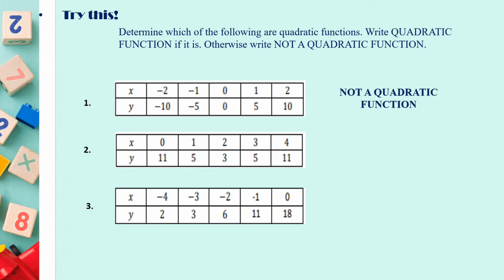Number 1 is not a quadratic function because the first differences in y are equal. Number 2 is a quadratic function because it produces equal second differences in y. Number 3 is also a quadratic function because it produces equal second differences in y. Did you get 3 correct answers? Very good.